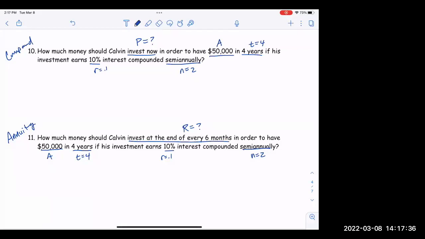I'll go ahead and work number 10 and see what we get for that, and then work number 11 and see what we get for that. But I wanted to bring these up at the same time to demonstrate what the difference is here. Any questions just on that part?